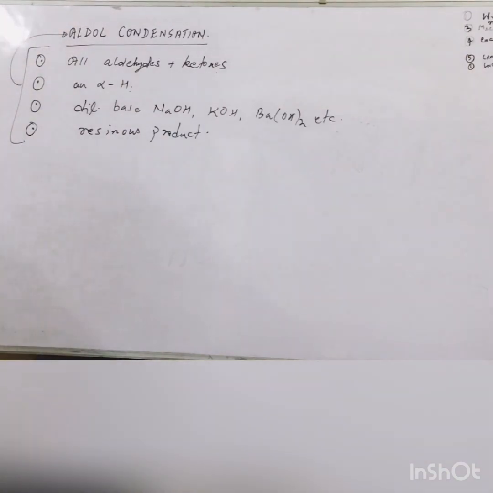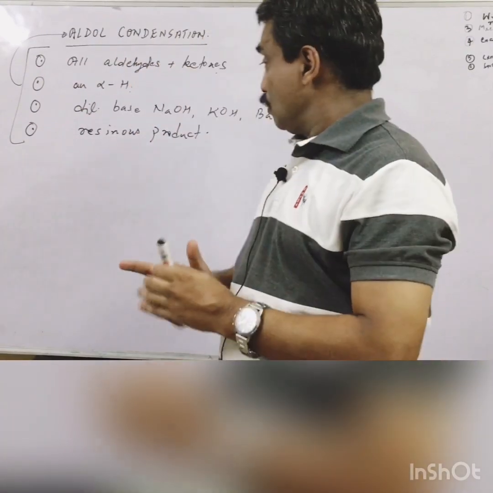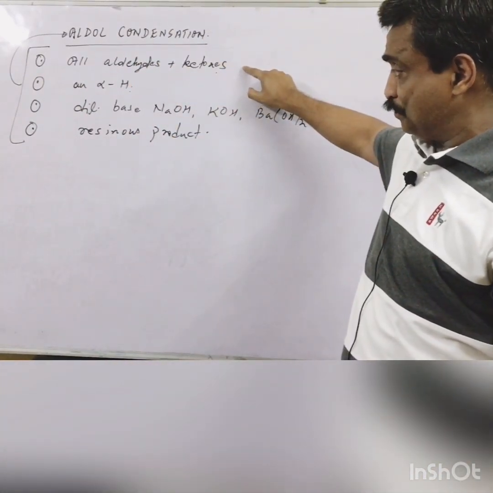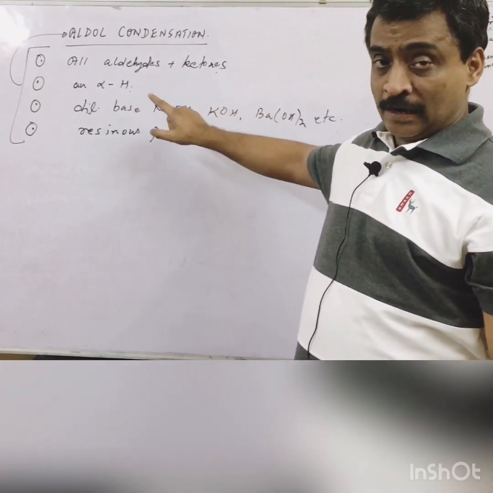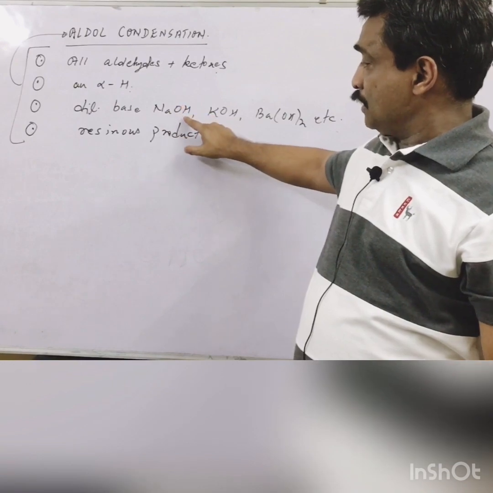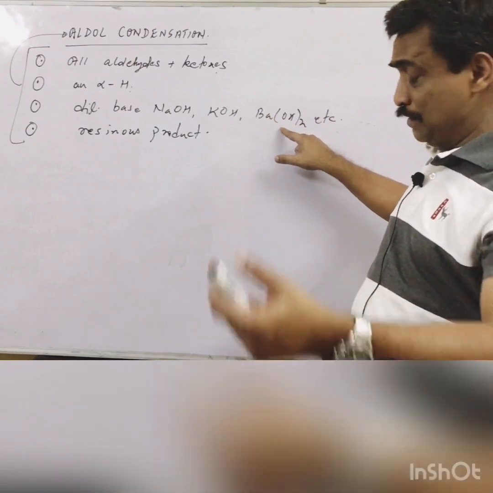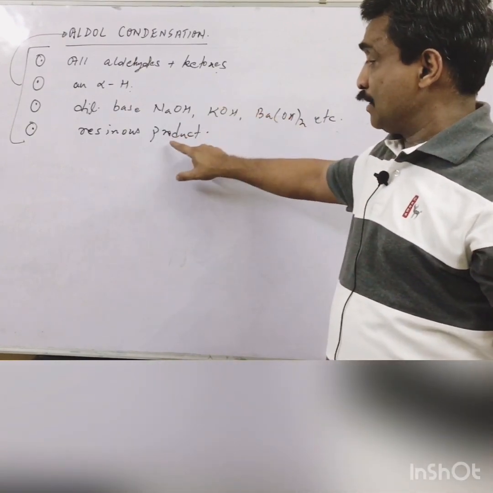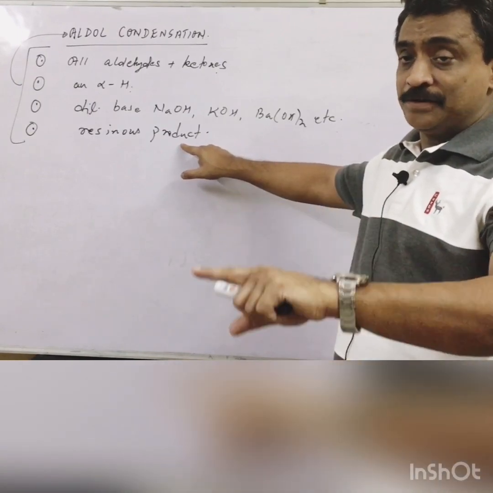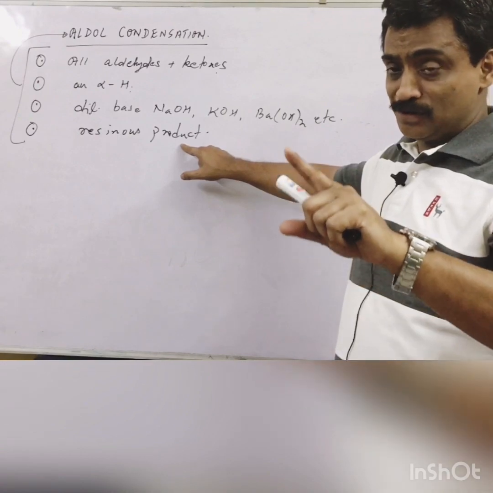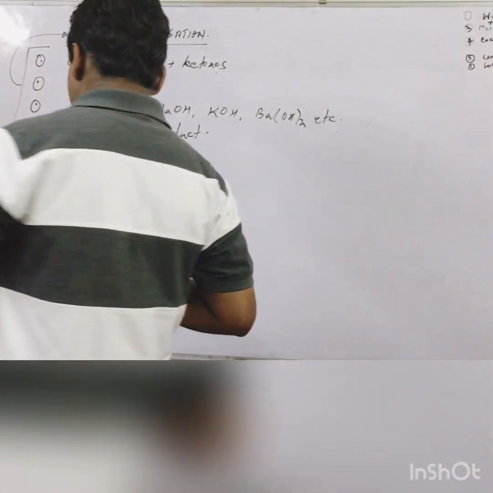Please write it down. Let me tell you again. All aldehydes and ketones which possess an alpha hydrogen, when allowed to react with a diluted base like sodium hydroxide or potassium hydroxide or even baryta or any other diluted base, give rise to a resin-like product, and such a chemical sequence of activity is known as Aldol condensation. I will give you one example right now. Just note it down quickly.